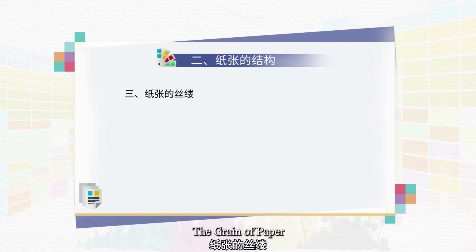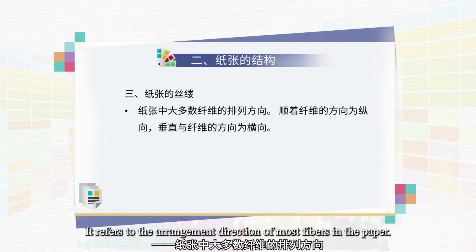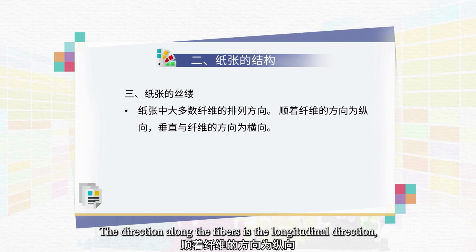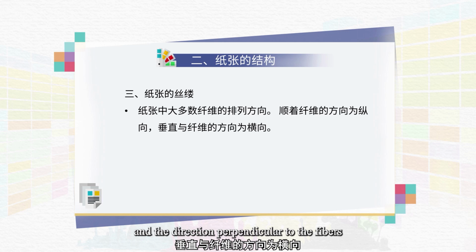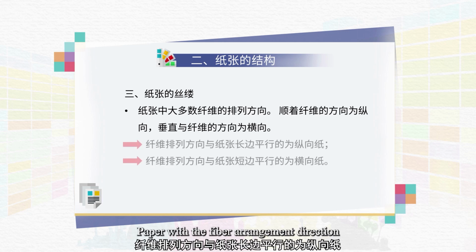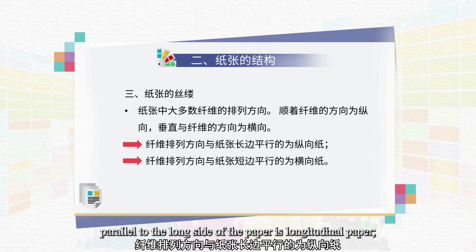The grain of paper. It refers to the arrangement direction of most fibers in the paper. The direction along the fibers is the longitudinal direction, and the direction perpendicular to the fibers is the transverse direction. Paper with the fiber arrangement direction parallel to the long side of the paper is longitudinal paper. Paper with the fiber arrangement direction parallel to the short side of the paper is transverse paper.